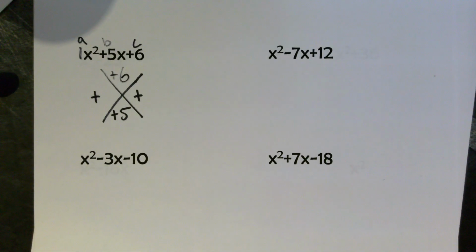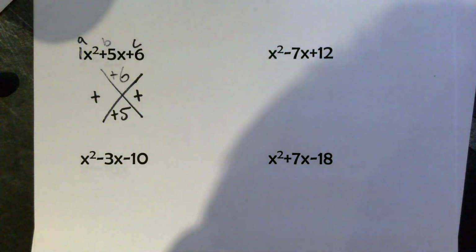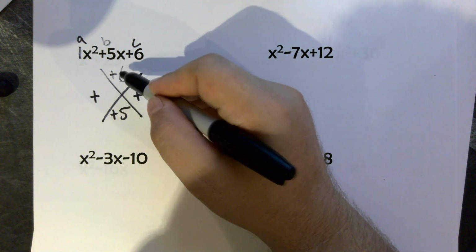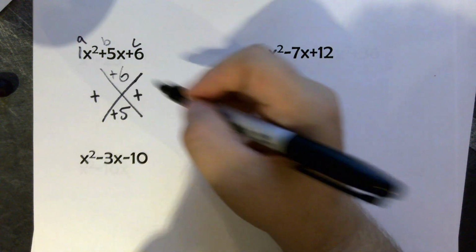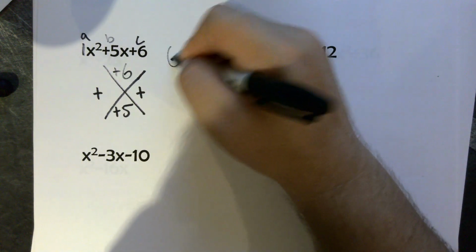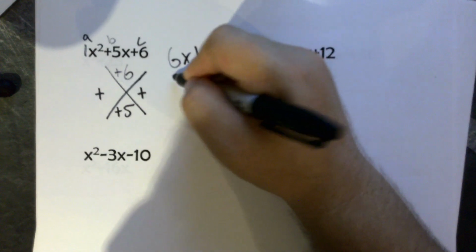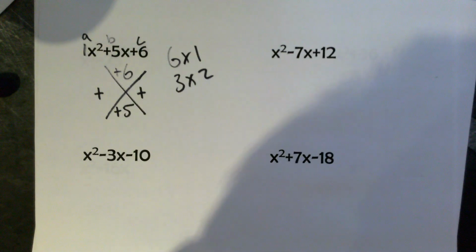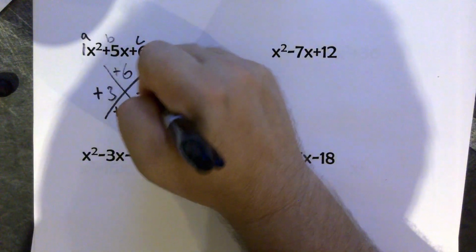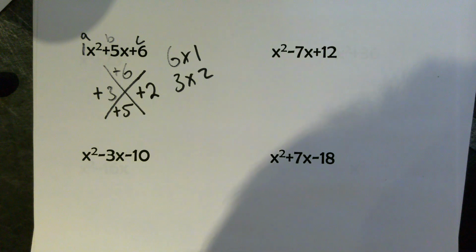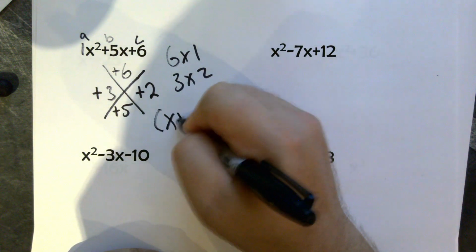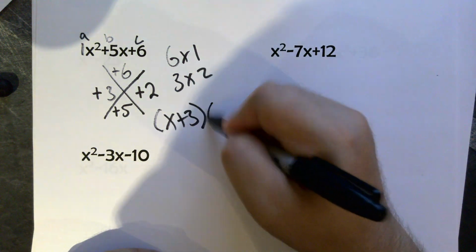So both are positive. Once you've established that they're both positive, we're looking for factors of 6 to add to 5. So what are multiples that become 6? There's only two ways to get 6. You can do 6 times 1, or 3 times 2. So which one of those adds to 5? Well, 3 times 2. Okay, so 3 times 2, and that's it. Those are the two factors, and now we just got to write it into a binomial. So this is going to become x plus 3 times x plus 2.